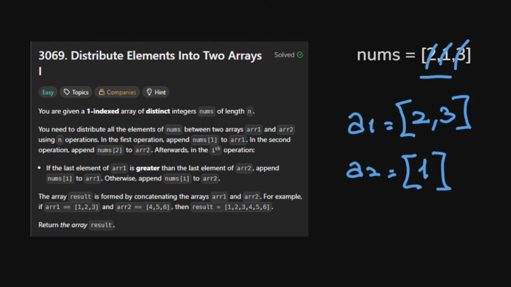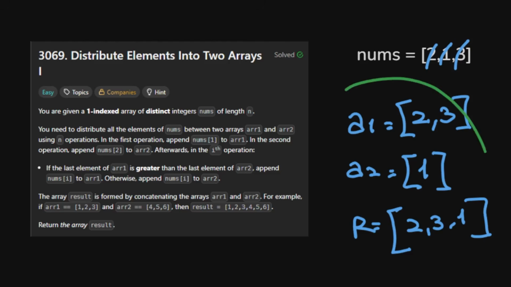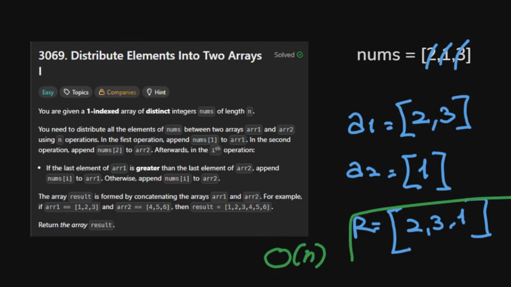3. Now we have already iterated all the elements, so for the final result we concatenate these two arrays. First we use the elements of array 1, 2, 3, and then the element of this array 1. We return this. And by doing this, we solve the problem in big O of n time and space complexity. Why? Well, because we have to iterate n elements and we have to build the two arrays plus the result. So this is overall time and space.